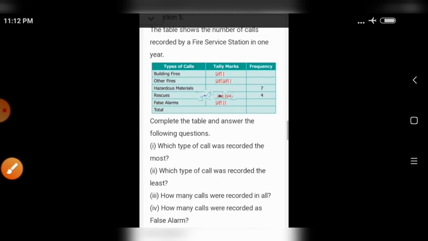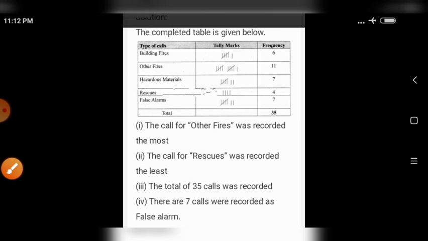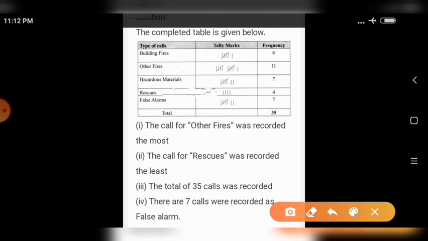Next sum, fifth sum. The table shows the number of calls recorded by a fire service station in 1 year: building fires, other fires. Here some data is given and some is missing, right? Tally mark and frequency. At first, how many lines are there? 1, 2, 3, 4 and strike out, and this is 6. Here 6. And then the next one is 11. And the next one, here 7 is given.